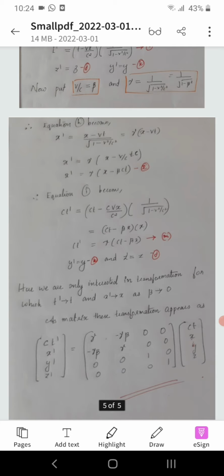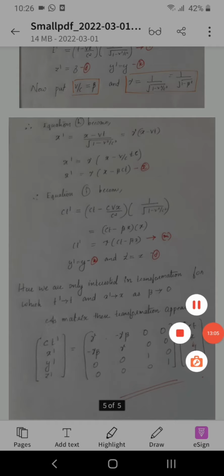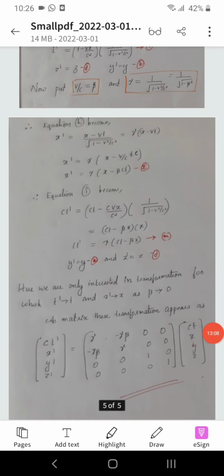Here A11 is the coefficient of ct. From equation m, we can write the coefficient of ct as gamma. So A11 becomes gamma. Then A12 is the coefficient of x. From equation m, we can write the coefficient of x as minus gamma beta. Similarly, here there is no coordinate for y and z, so the coefficient of y and z is 0. So A13 and A14 become 0. Similarly, the rest of the 3 rows can be written.